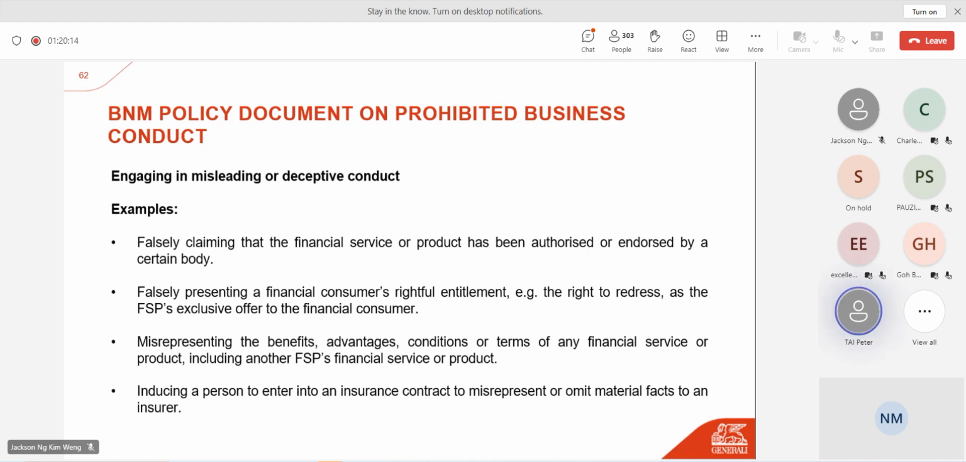We should not claim that any policy has been authorized or endorsed by anybody. Many times I saw people say they read somewhere that somebody bought a policy and then this policy is no good, especially on the investment link under AXA Life in those days.